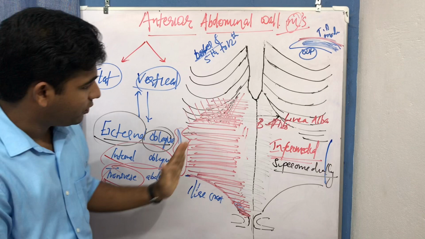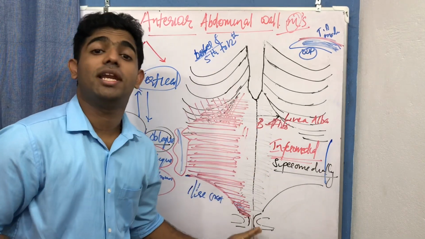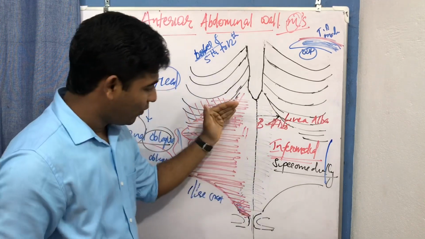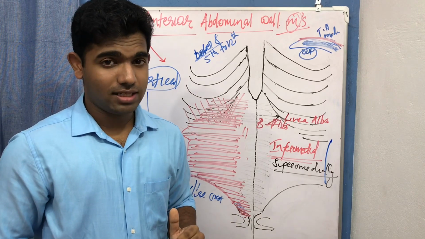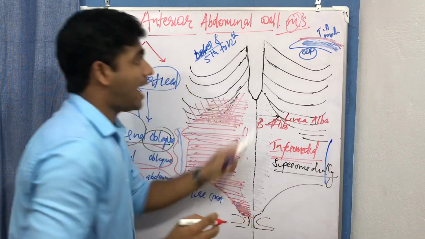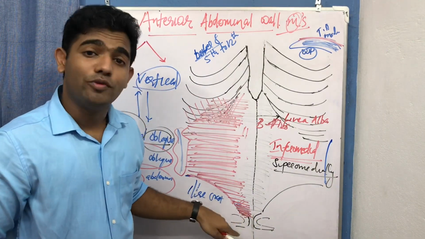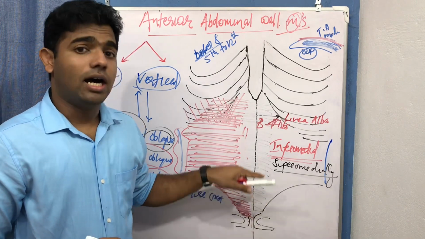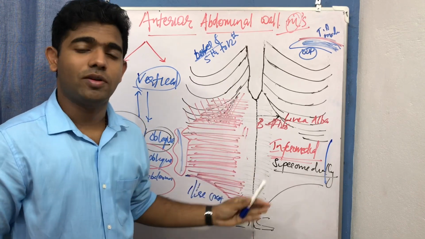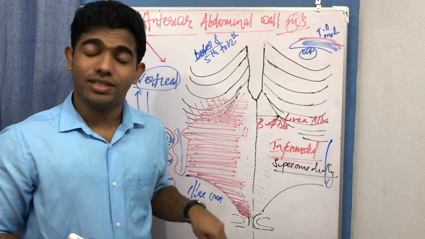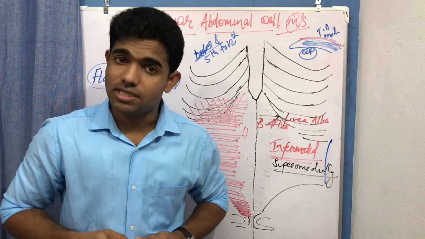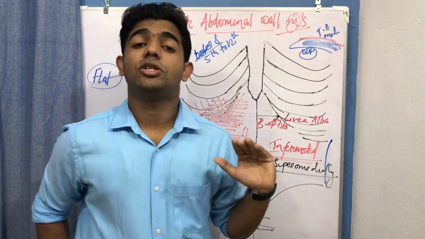So this will be the orientation of this muscle fiber, and all of them are inserted into the linea alba. That makes it much more easy. Am I right? Yes. And also into the pubic crest and the pectineal line, which we have added with the internal oblique muscle. Even if you forget that, there's no problem. You just have to remember they are inserted in the linea alba.